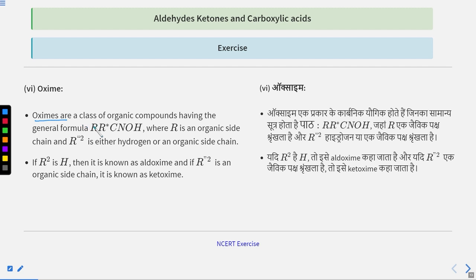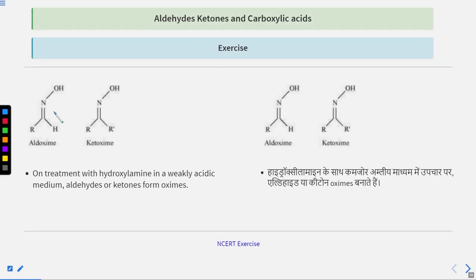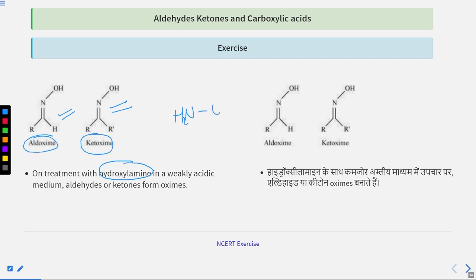Next is oxime. What are oximes? Oximes are a class of organic compounds having the general formula R-CNOH. So this one looks like this. This is aldoxime and this is ketoxime. On treatment with hydroxylamine in a weakly acidic medium, aldehyde or ketone results in the formation of keto or aldoxime. This NH2OH is your hydroxylamine. So this lone pair attacks your aldehyde and ketone and results in this formation.